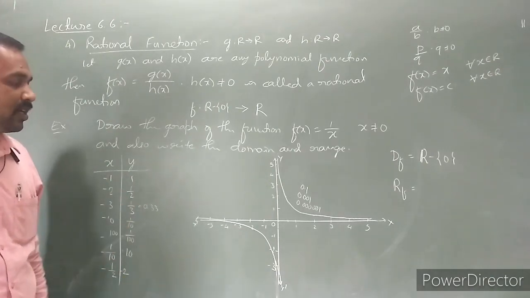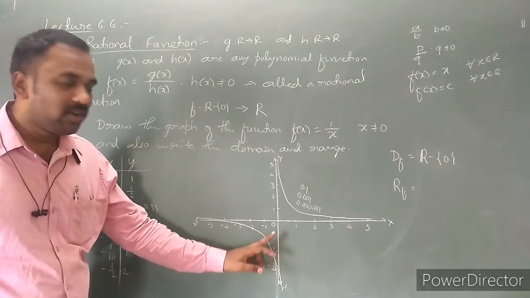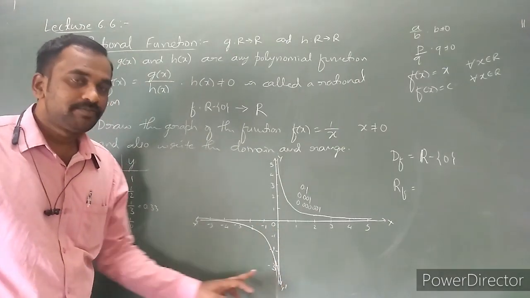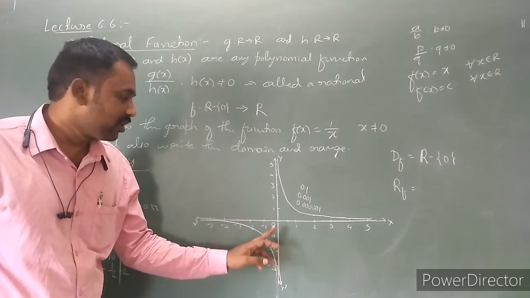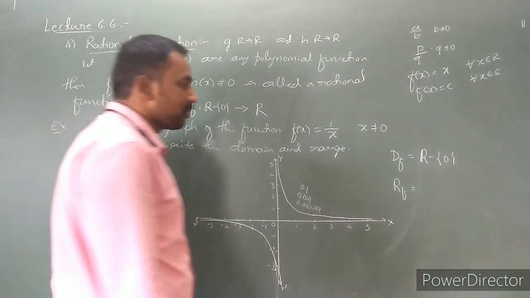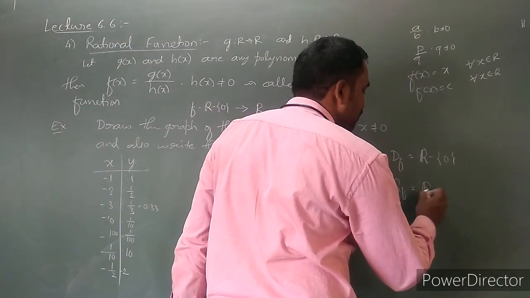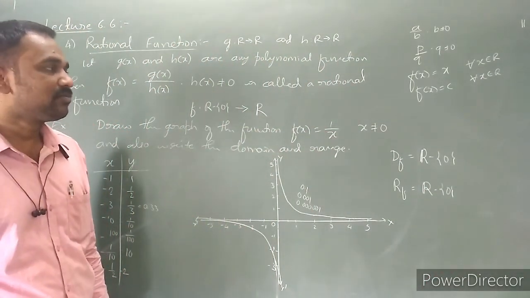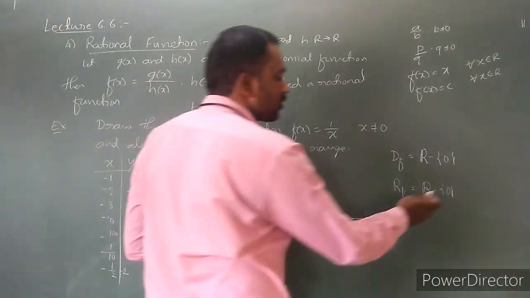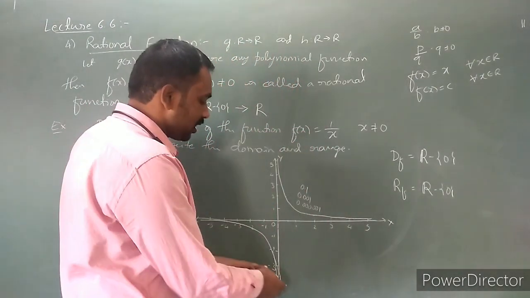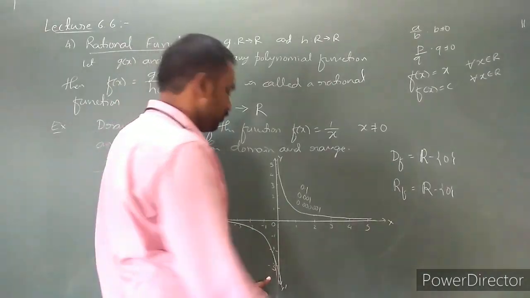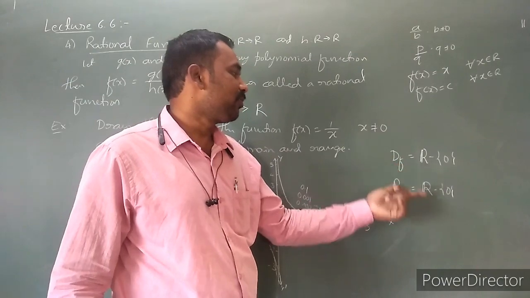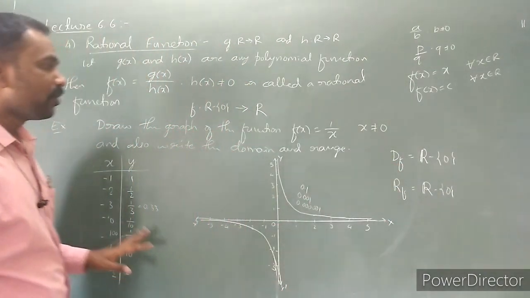Is 0 in the range? No, 0 will not be in the range, because as you approach 0, it never gets the value. Therefore, the range of the function is the set of all real numbers except 0. There is a possibility of approaching 0, but we will not include that one. This is the domain and this is the range of the function.